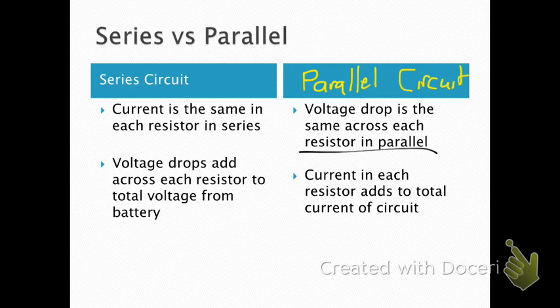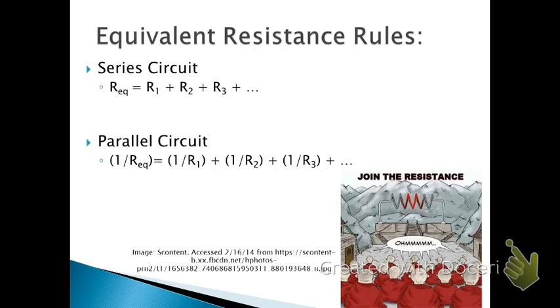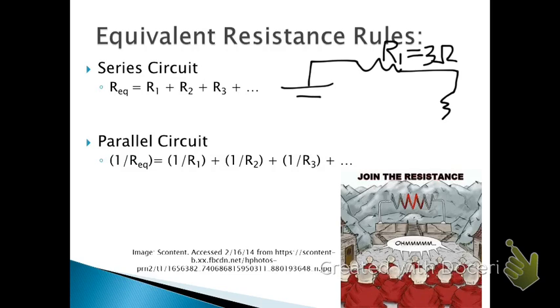Now the current in each resistor adds to the total current of the circuit, just like the water branching off. This will actually get us to, and I'll go over the derivation of this in class, equivalent resistance of a circuit. So if I've got a series circuit, a resistor R1 has, let's say, 3 ohms, R2 has 1 ohm, and R3 has 4 ohms.